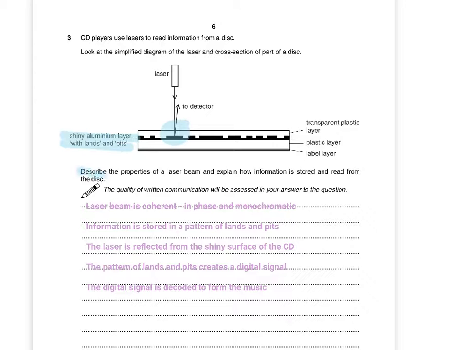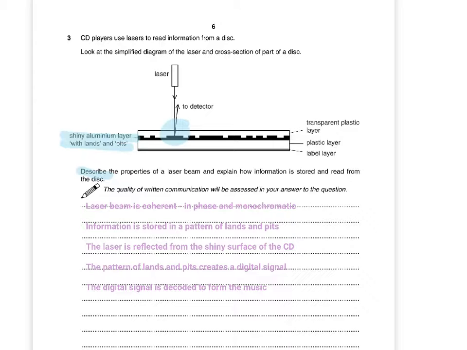It then says, describe the properties of a laser beam and explain how information is stored and read from the disk. So I see this as 3 sections. You've got to definitely state what the properties of a laser are. You've got to explain how information is stored on the actual CD. And then the third part is that you've got to explain how it's read from the disk.